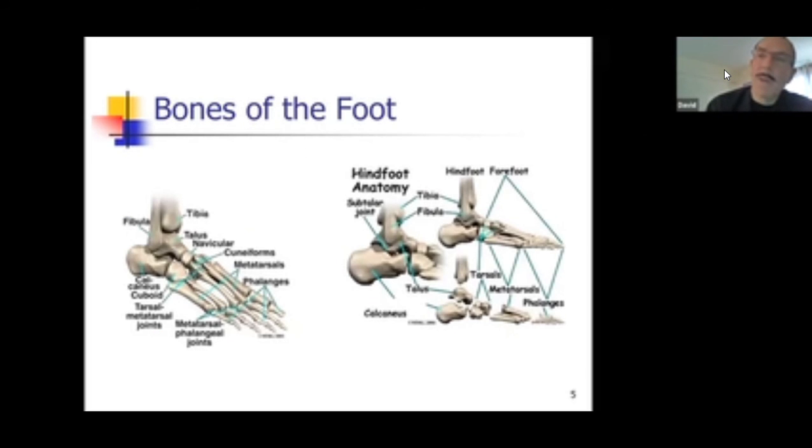So obviously the foot is a very complex piece of kit, and it's held together by very strong ligamentous tissue. And we'll look at some of the most commonly sprained ligaments in and around the foot and ankle today, and what we can do to help that.